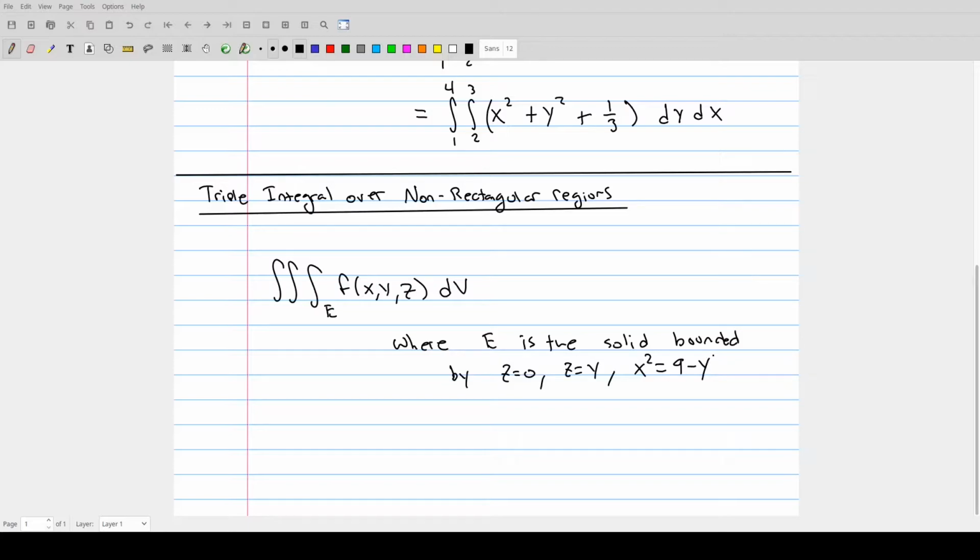Again, you might have different surfaces for your region E, but all of the WebWork problems are of similar shape to this. The idea is that we want to figure out the correct way of determining the bounds of integration for this example. This example is WebWork 5, problem 1.